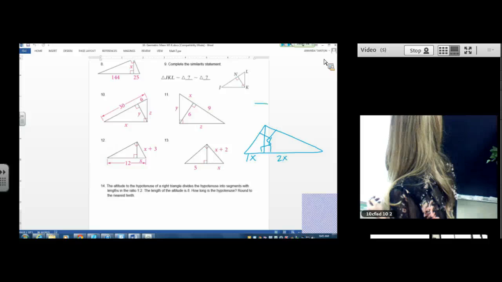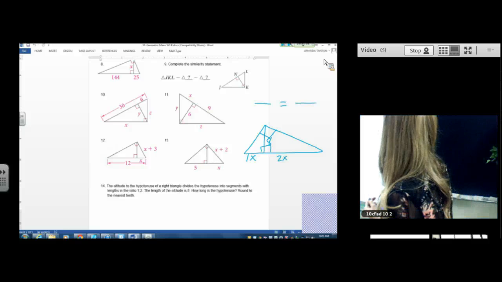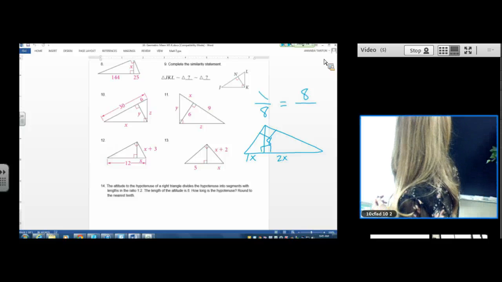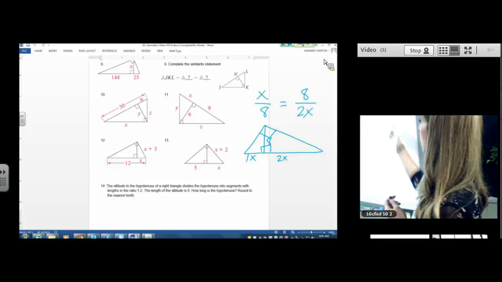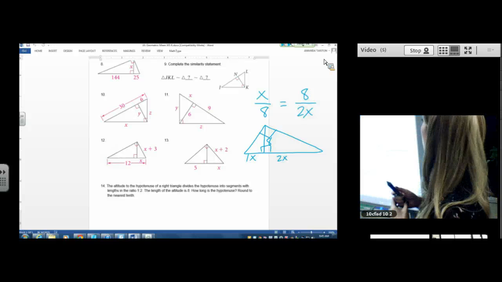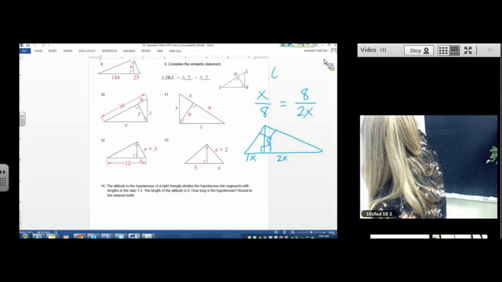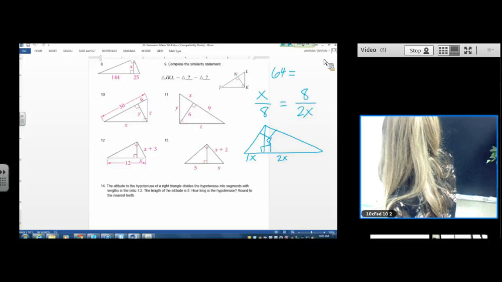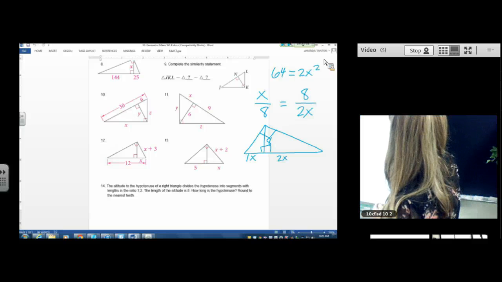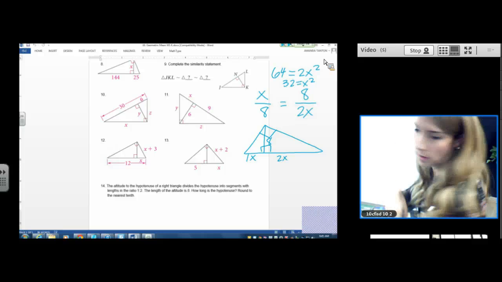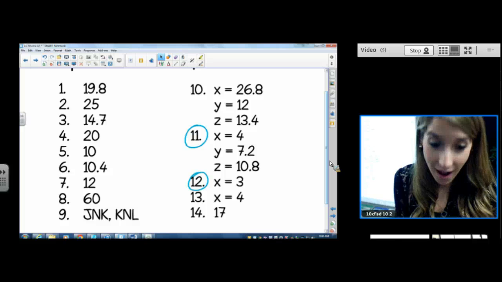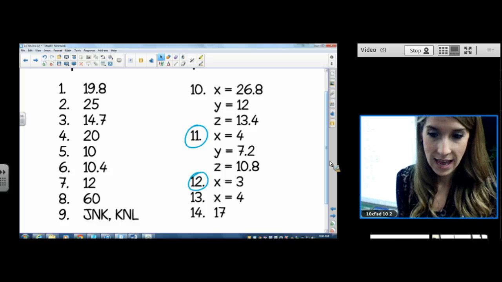So the proportion is the altitude is the geometric mean between seg 1 and seg 2. Remember that? Seg 1, seg 2, or seg and other seg. Okay, 8 times 8 is 64. X times 2x is 2x squared. Divide by 2. X squared is 32, and you take the square root of 32. It said, what was the length of the hypotenuse? It didn't just say what is x.